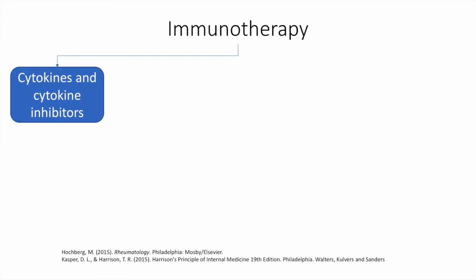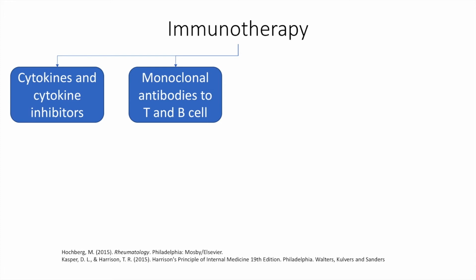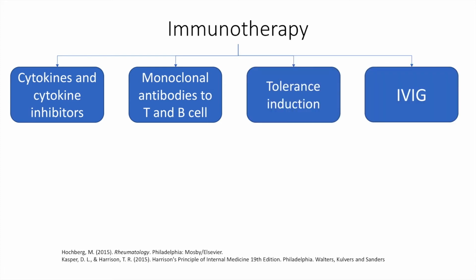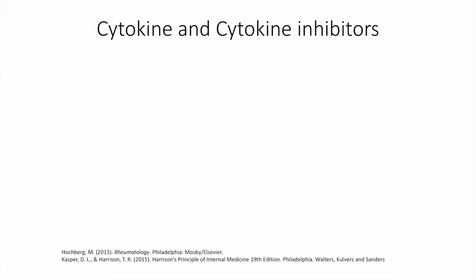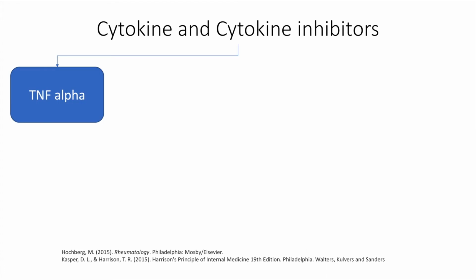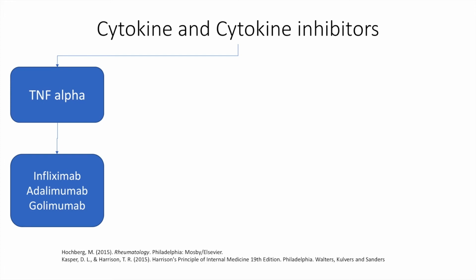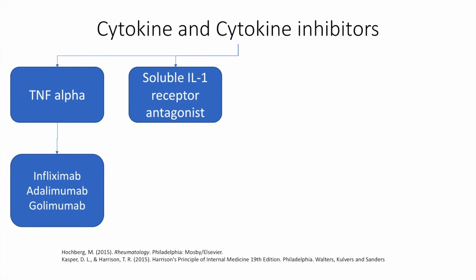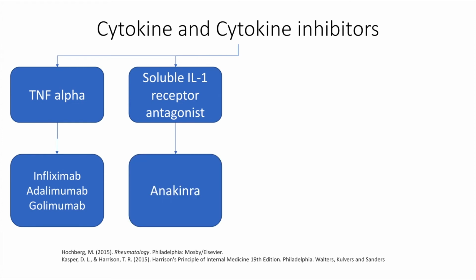Immunotherapy may consist of cytokines and cytokine inhibitors, monoclonal antibodies to T and B cell, tolerance induction, and intravenous immunoglobulin, or IVIG. Cytokine and cytokine inhibitors are TNF alpha, which consist of antibodies against TNF alpha, namely infliximab, adalimumab, and golimumab, used widely in rheumatological conditions like rheumatoid arthritis and inflammatory bowel disease. A soluble IL-1 receptor antagonist is anakinra, used in certain hereditary periodic fevers and also in gouty arthritis.